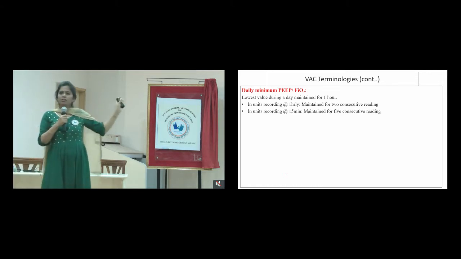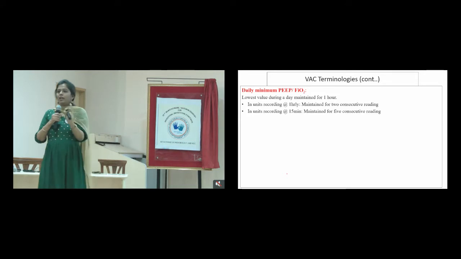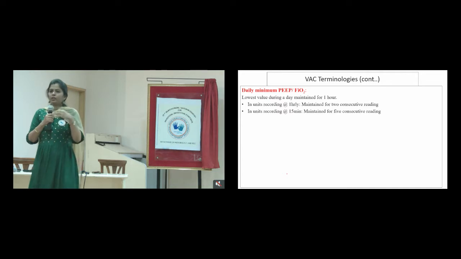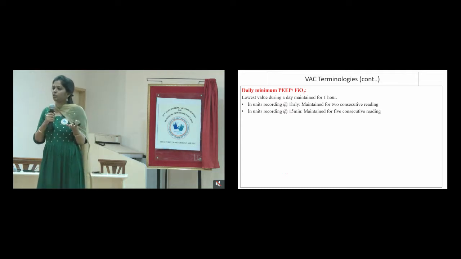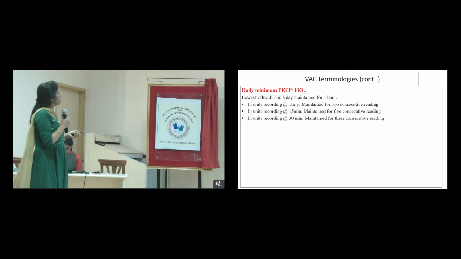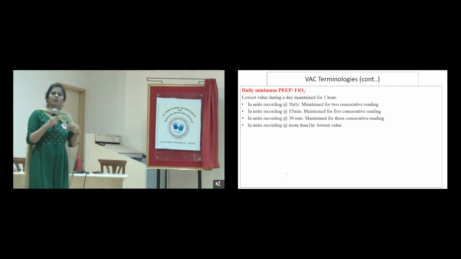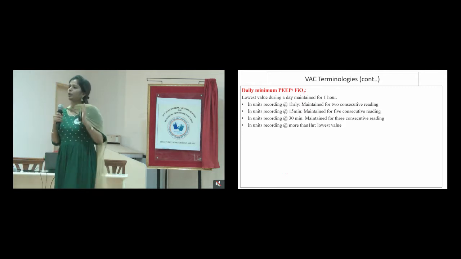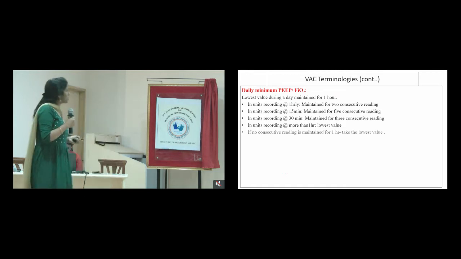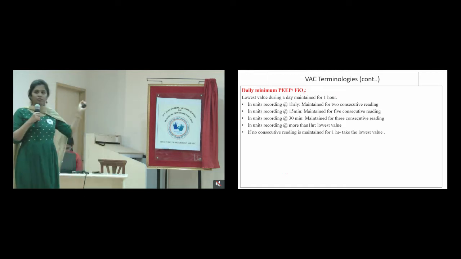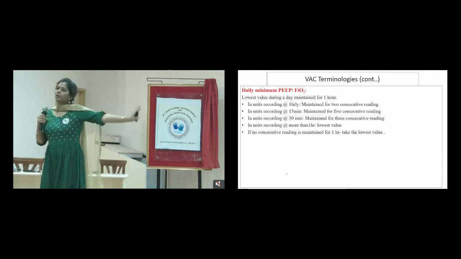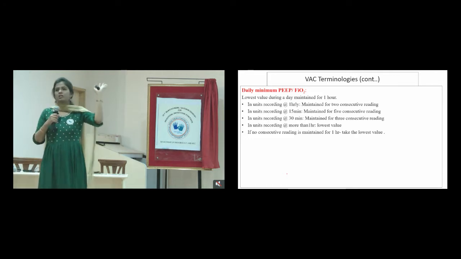Anyone has doubt in this? The value has to be maintained for 1 complete hour. Say if it is measured every 30 minutes, how many readings should we have? 3. Very good. So 3 consecutive readings. Say suppose it is monitored every 2 hours. You just take 1 reading, the lowest value of that particular day. I'll show you the question. And if there are no consecutive readings at all throughout the day, and it's highly variable, you just go and choose the lowest value.